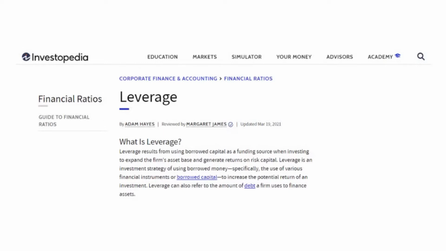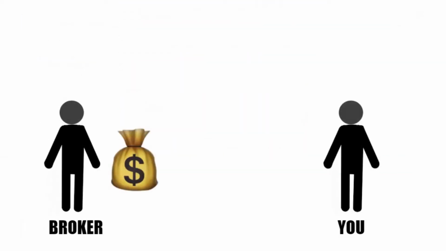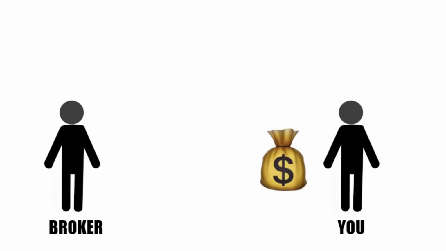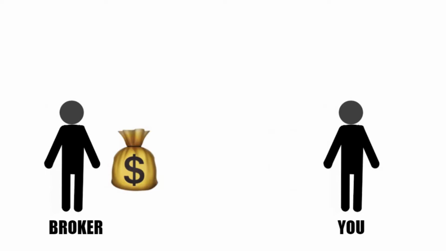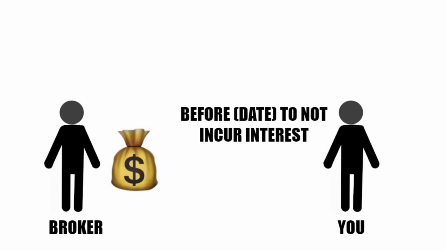So how exactly do you do this? You do this through a very simple mechanism in which your broker lends you money for you to trade, and they have a maturity date in which you have to pay back the money, or you will, in a sense, incur additional interest rate charges.